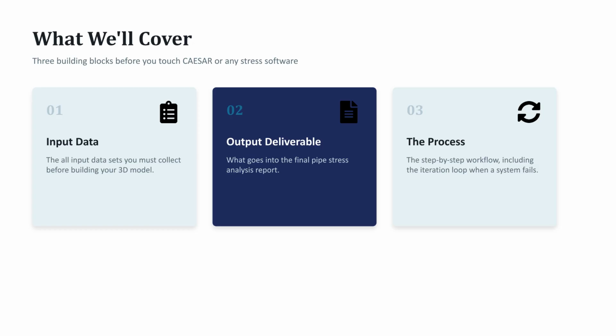Let's get started. This module breaks down into 3 building blocks: the foundation you need before you ever touch Caesar 2 or any other stress analysis software. First, input data, the all-input datasets you must collect before building your 3D model. Second, the output deliverable, what actually goes into the final pipe stress analysis report. And third, the process, the step-by-step workflow, including what happens when a system fails and you need to loop back and iterate. Let's start with input data.